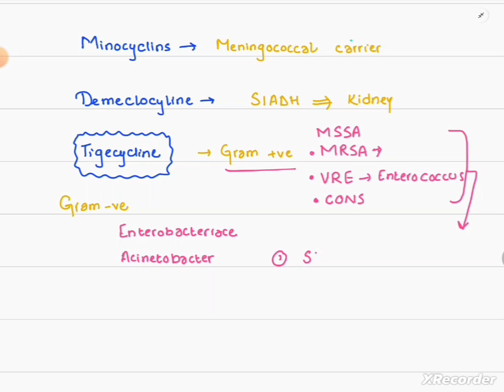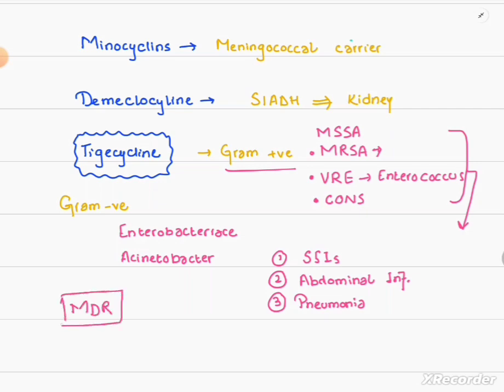So skin and soft tissue infections, abdominal infections, and pneumonia. I discussed this drug in detail because now it is widely used in the hospitals for the treatment of multi-drug resistant bacteria. So it's a very important drug.